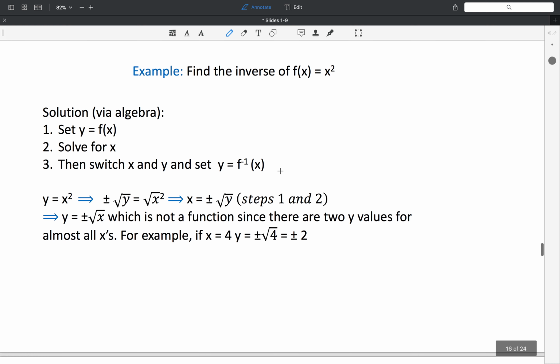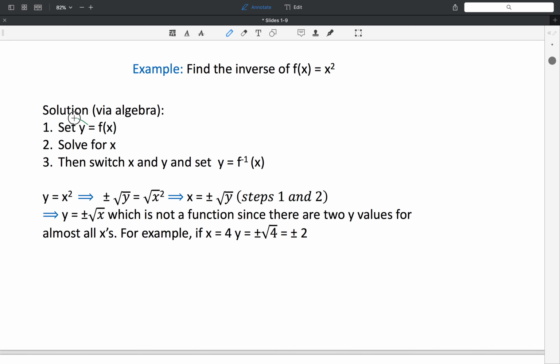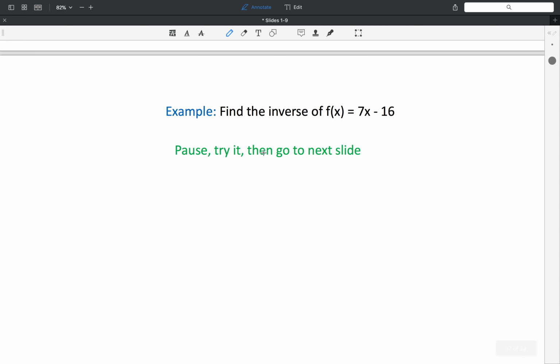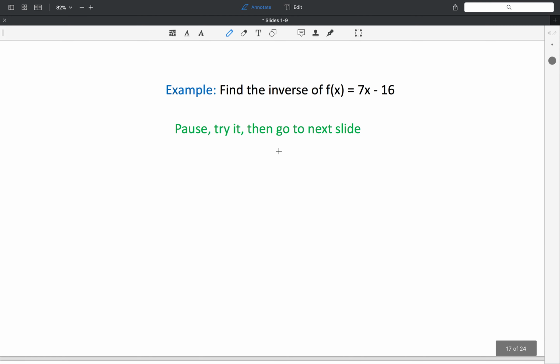Okay. Now I'm going to find that solution via algebra. So I'm going to set y equal to x squared. I'm going to solve for x. Then I'm going to switch x and y and set y equals f inverse of x. So I start here, take square roots of each side. The square root of x squared is x. That's going to be plus or minus the square root of y. And then I'm going to switch x and y. And again, as we saw, that's not a function. For example, if x is equal to 4, y is plus or minus 2. So again, we saw for a couple of reasons that the inverse of f of x is not a function.